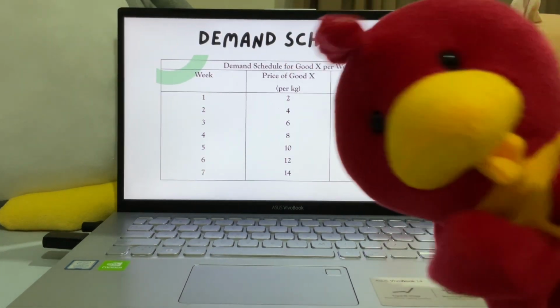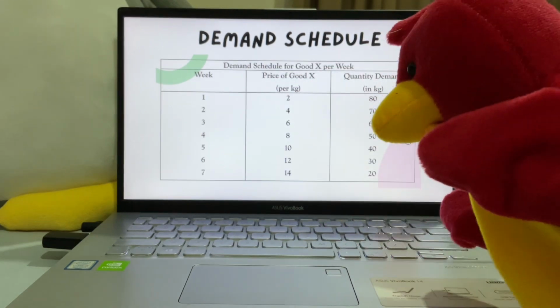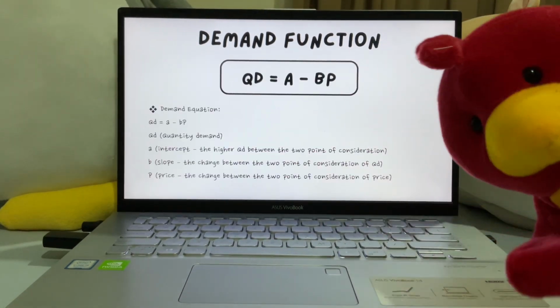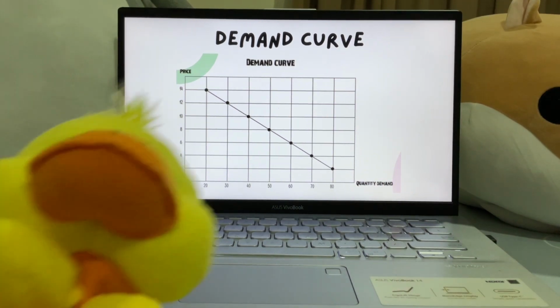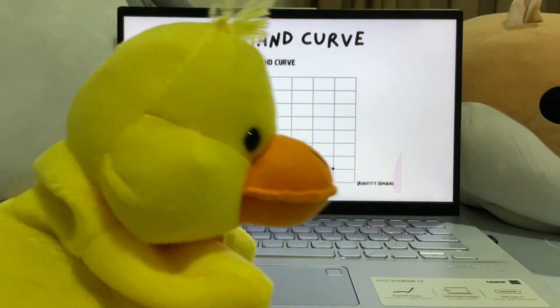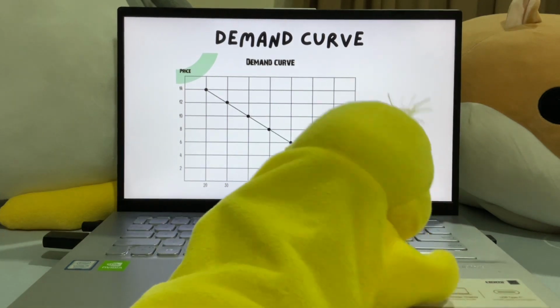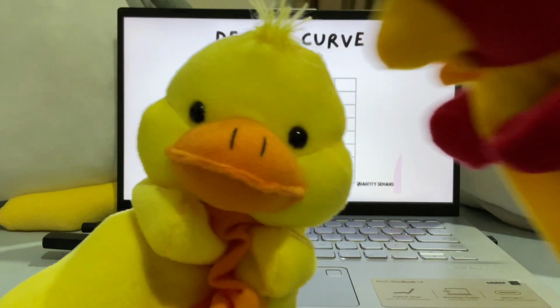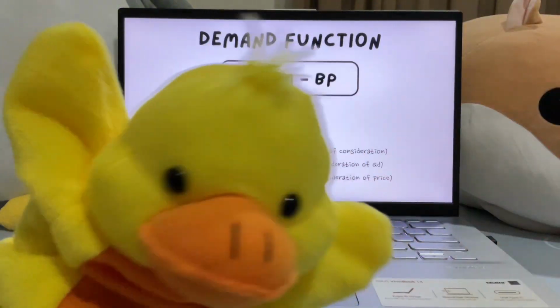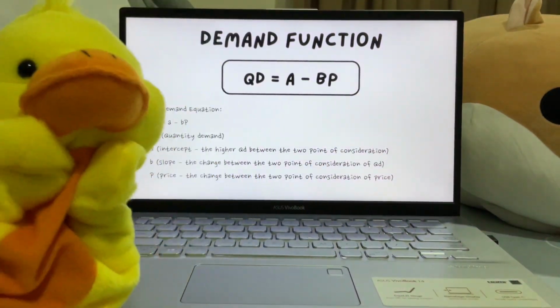Demand can be shown in three ways: through a schedule, function, and curve. Wait, that was a bit too fast. Let's go back to the function a bit. So we're back to the function.